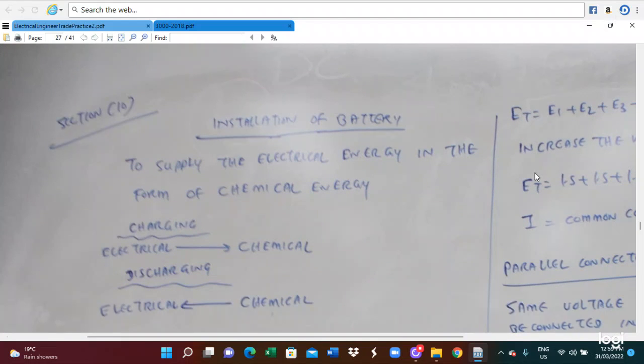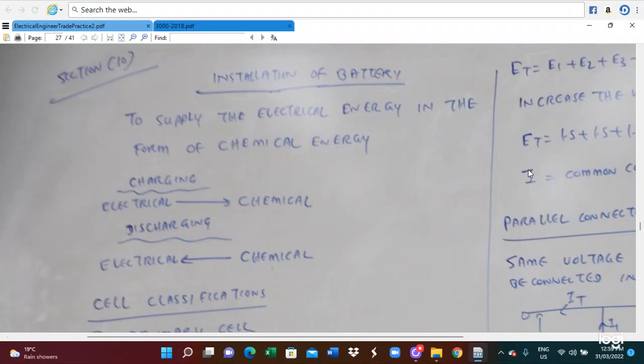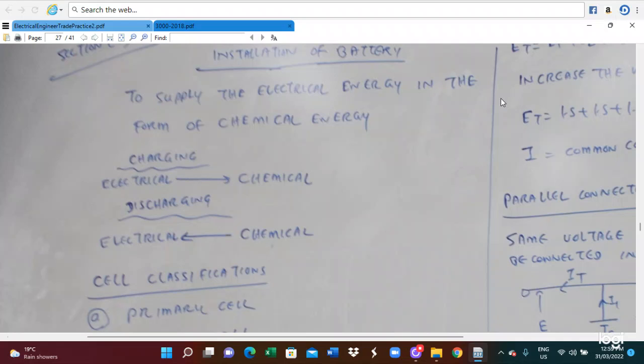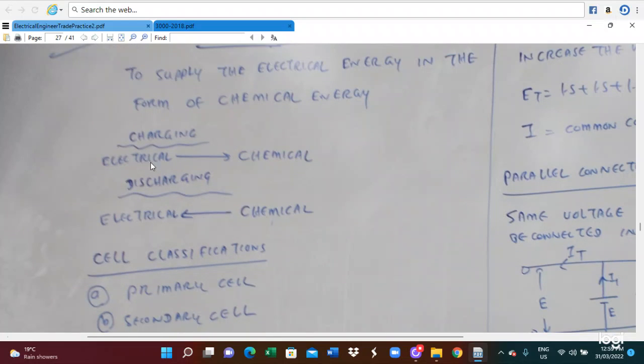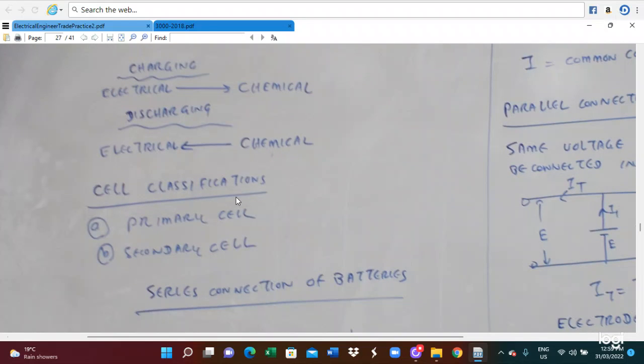Next, we need to install batteries to supply electrical energy in the form of chemical energy. This is the battery principle. In the charging system, when the battery is charged, electricity is converted to chemical energy, and when discharging, chemical energy is converted to electricity. The cells are the primary cell and the secondary cell.